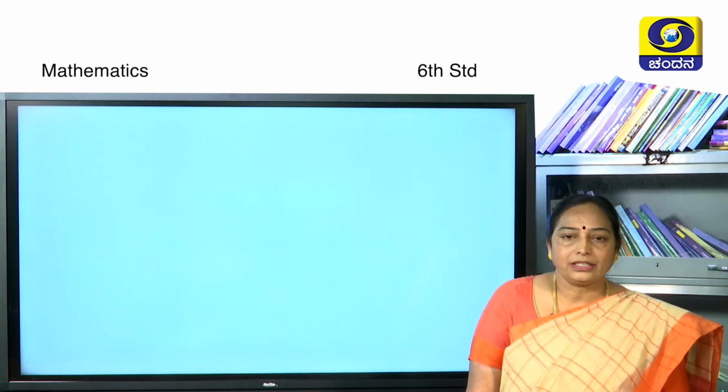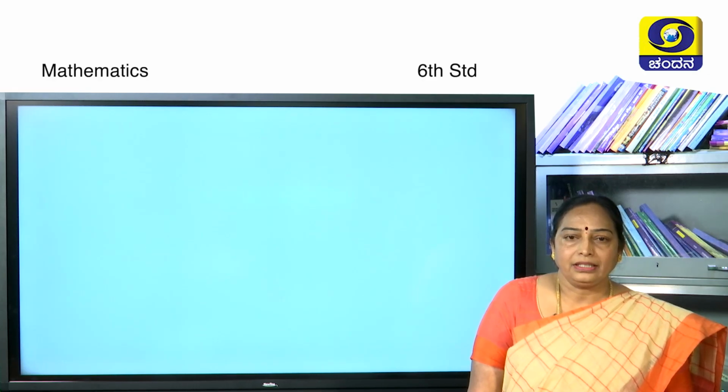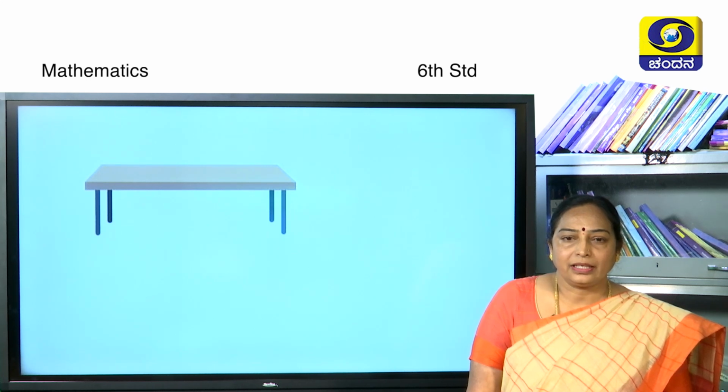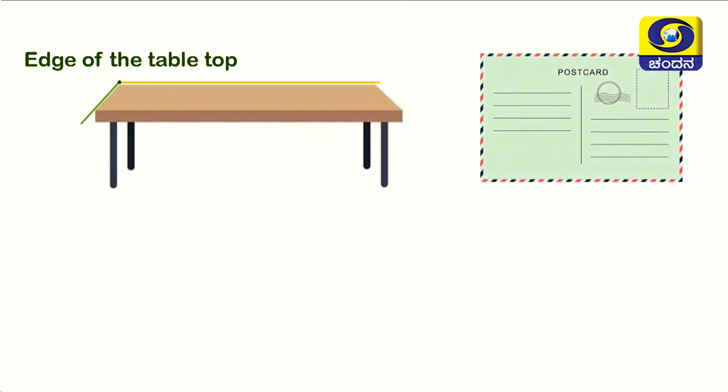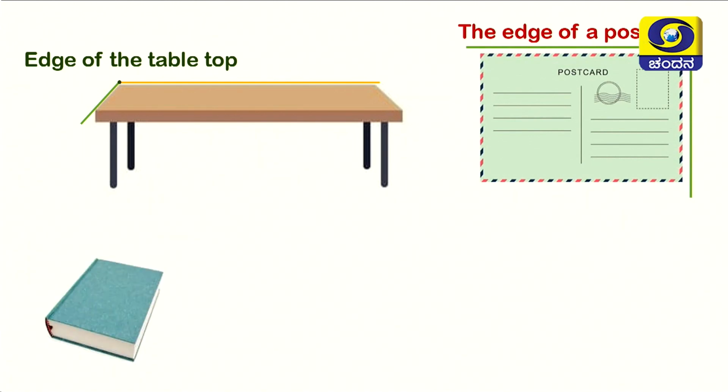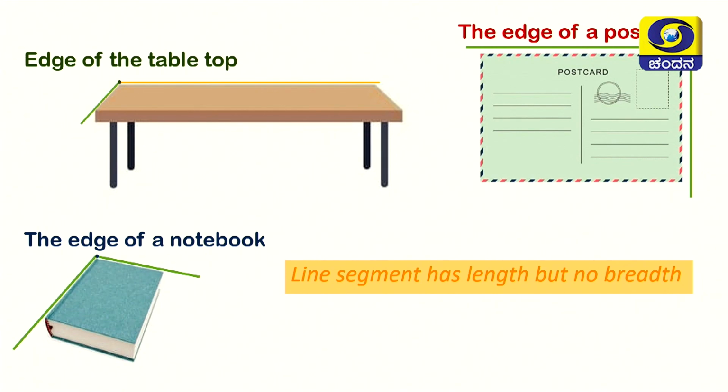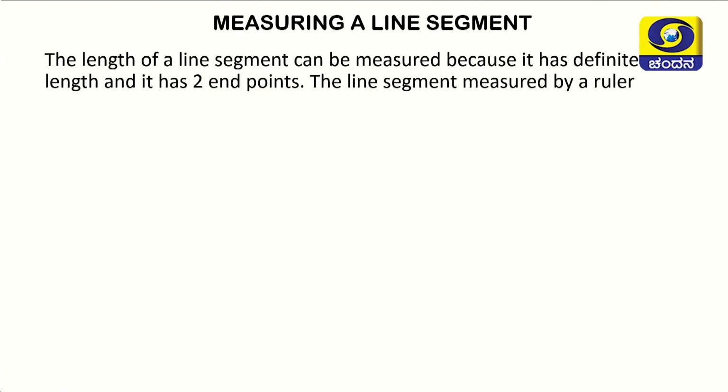Children, let us look at some models for a line segment. Look at this table. Edges of the table are line segments, and so are edges of the postcards and edges of the notebook. They are examples of line segments. A line segment has length but no breadth. A line segment has measurement.